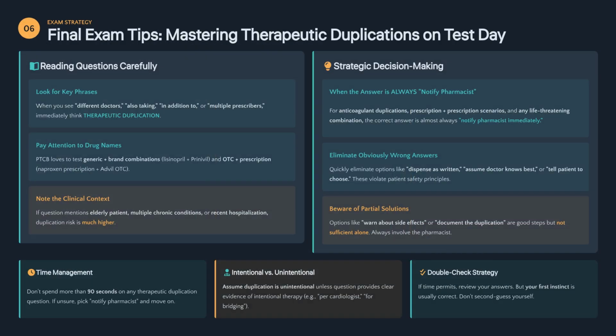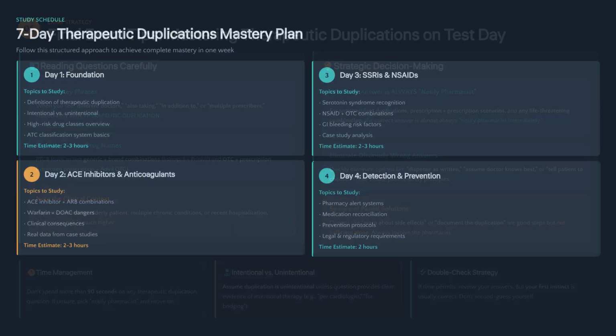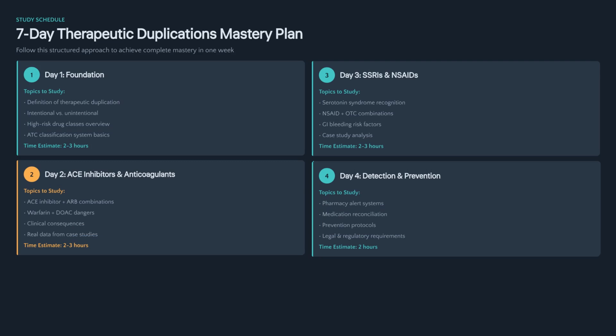On test day, look for key phrases like different doctors. For life-threatening scenarios, the answer is almost always notify pharmacist. Eliminate options that involve ignoring patient safety. Follow this 7-day mastery plan. Day 1 covers the foundation. Day 2 focuses on high-risk ACE inhibitors and anticoagulants.